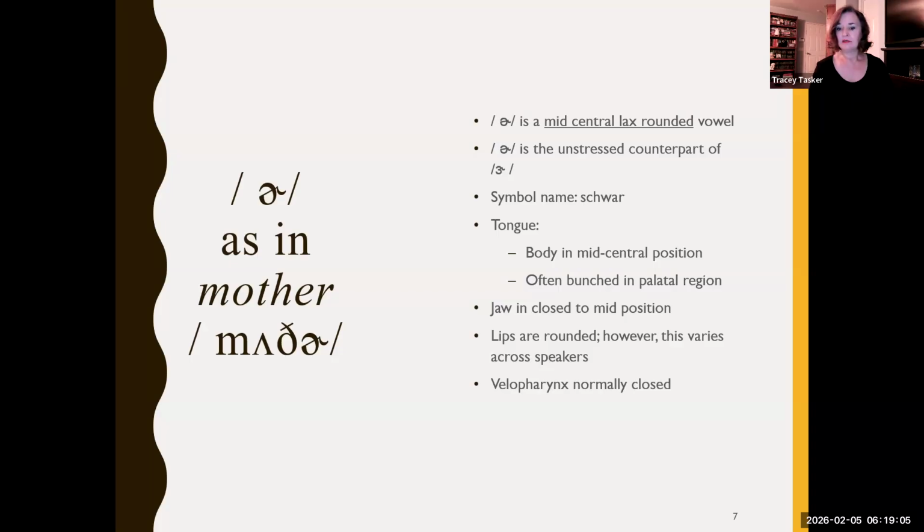The jaw is in a mid, sometimes closed position. So if you make the sound yourself, father, you can see your lips are rounded, but not super rounded. So father, they're rounded, but they're lax. There's no tenseness like there would be in other sounds that have rounding in a very tense rounding position. Again, with these sounds, your velopharynx is going to be closed.